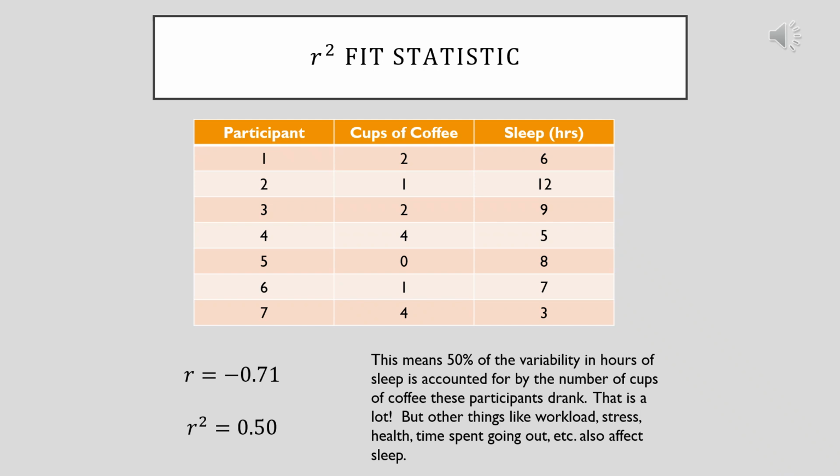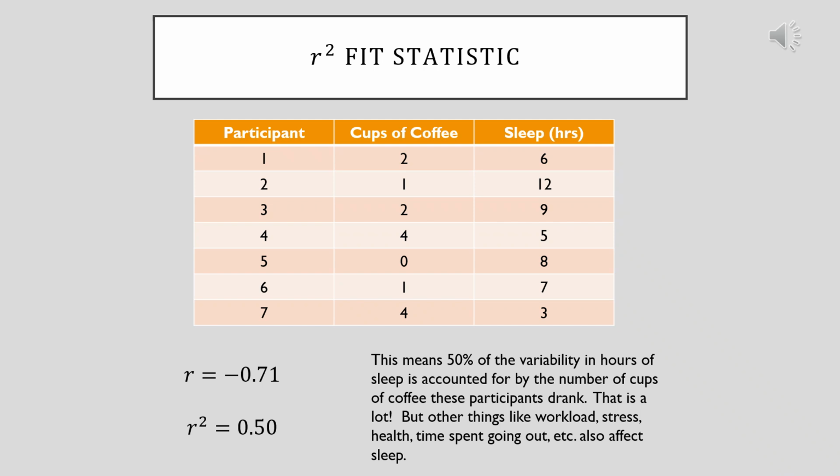That means that 50% of the variability in hours of sleep is accounted for by the number of cups of coffee that these participants drank. That's a lot. That means that half of the variability in your sleep is dictated by how much coffee you drink, meaning that coffee accounts for half of the amount of sleep you get. That makes a lot of sense, and it's a lot.